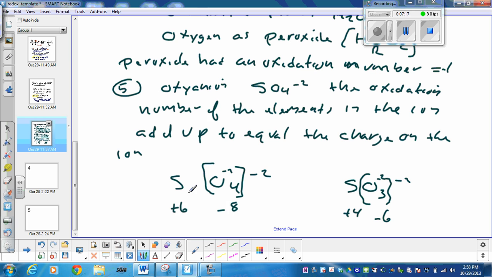So these rules are going to allow us to take a look at compounds and reactions to be able to identify the oxidation numbers of each one. And then, during a chemical reaction, we can understand whether the element has gained or lost electrons during the chemical process. In other words, whether it has been reduced or oxidized in that case.